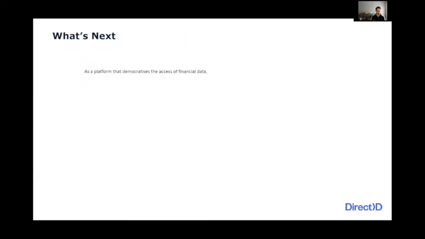So what's next after the POC? As a platform that democratizes access to financial data, we are committed to helping people in difficult situations. We are looking deeper to create a pilot for the understanding of emerging financial distress.